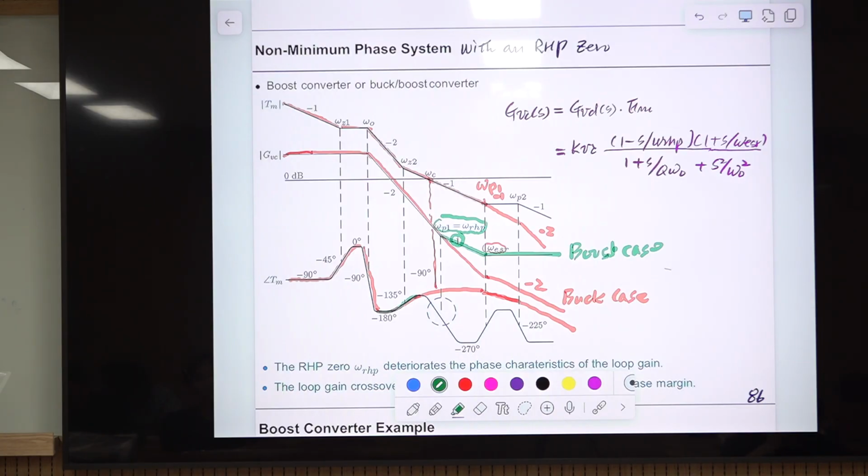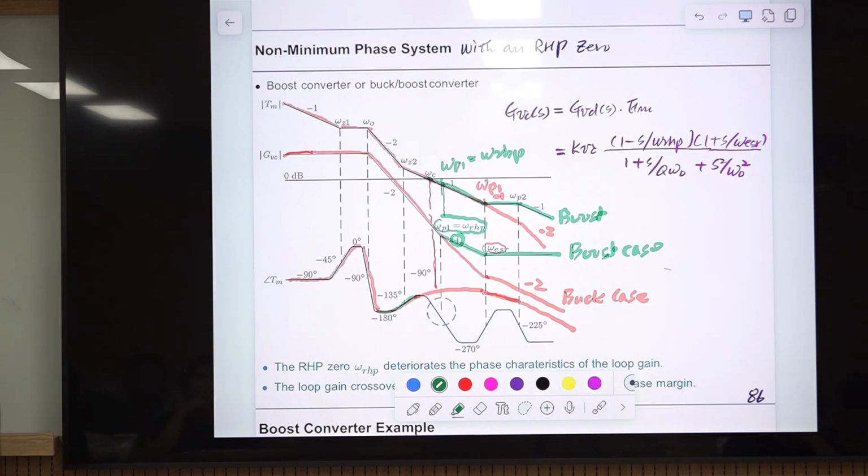Not this one. This is the control to output. Okay, this is the loop gain. So for the loop gain, there is a pole 0 cancellation here, right? So omega P1 is located at omega RHP. In terms of the slope, they cancel by pole 0 cancellation, and it will go down to -1 slope. And here, this omega ESR is coming in. This is 0 slope, and this omega P2 brings it down to -1 slope. Okay, this is right. So this is the boost case loop gain.